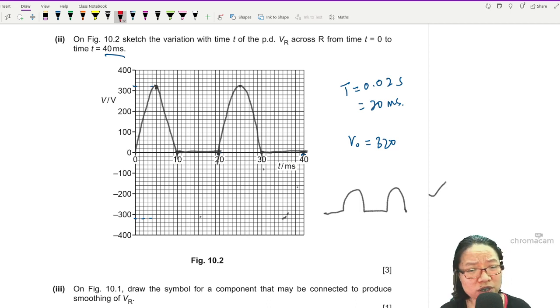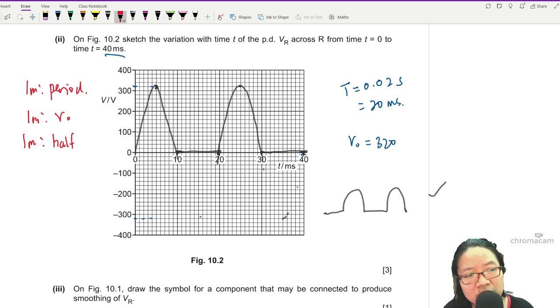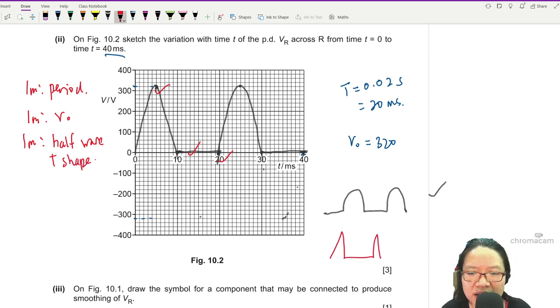Alright, so three marks. I think one mark is for the correct period. One mark is for the correct V0 or peak voltage. One mark is for half of the wave being gone, here, here, and here. And also the shape, okay? Shape must look reasonably sinusoidal. If you draw like that, I give you 0. What is this? Bunny ears? Nyan cat? Already looks a bit like Nyan cat.